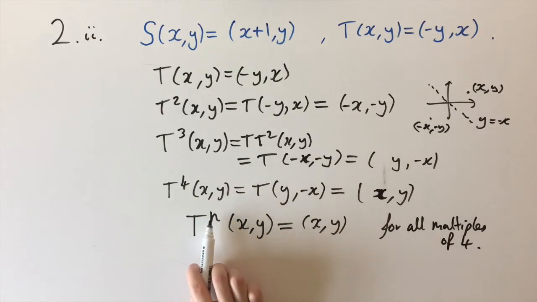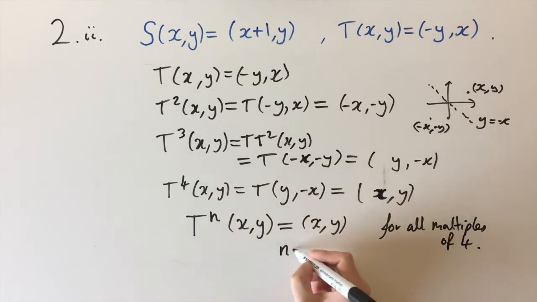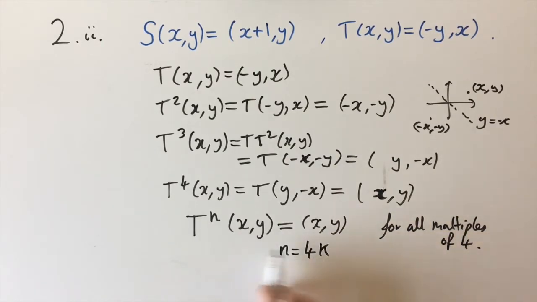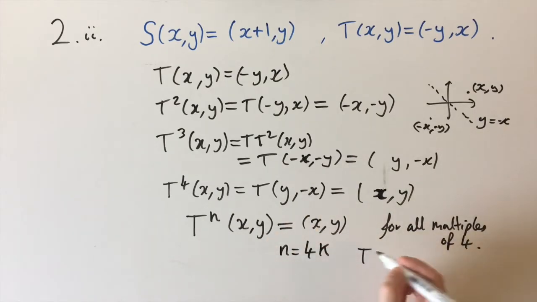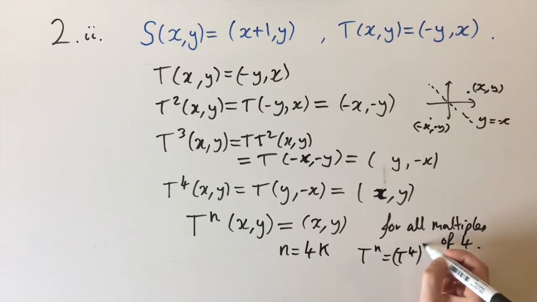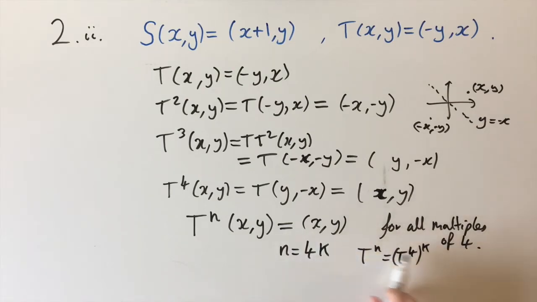To see that, we can just apply t to the 4 however many times we need, because n is a multiple of 4, so that means we can write n as 4k, for example, and then we just split t to the n as t to the 4 to the power of k. And then we see that since t to the 4 is just the identity map, it would just map xy onto itself again.